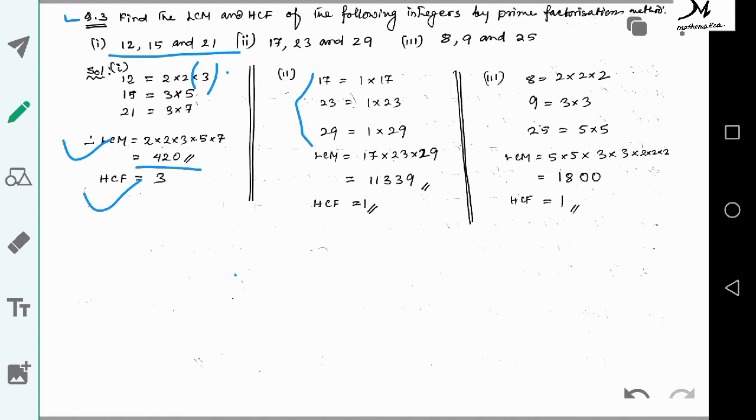In the next problem you see all three numbers are prime numbers, and the LCM of prime numbers is equal to their product. So just multiply the three numbers, you will get the LCM. And the HCF of prime numbers is always 1. Remember that. Similarly we can solve the third as well. Now let's move on to the next question.